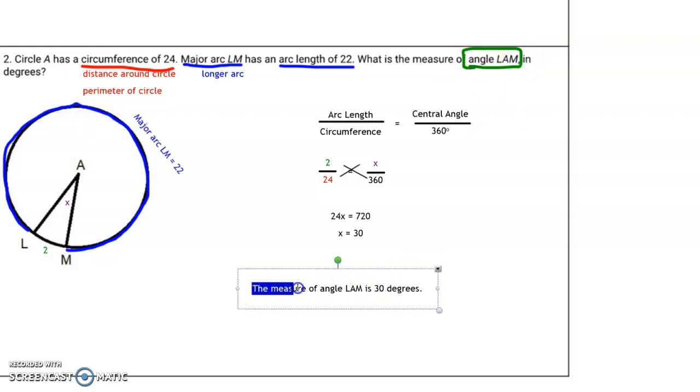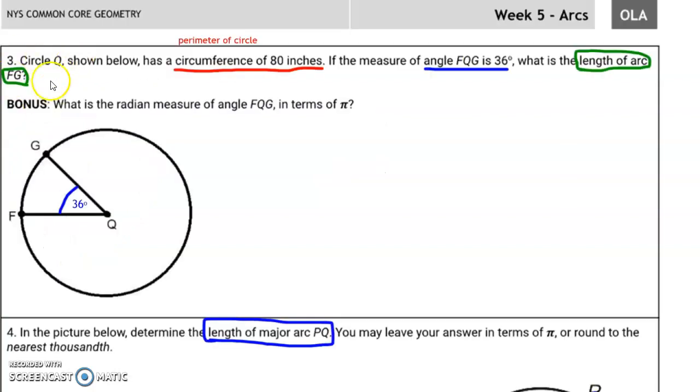So we have to put a little sentence that says the measure of angle LAM is equal to 30 degrees. Remember to include these units. That's an easy way to lose 1 point. All right, moving on to the next question, question number 3.